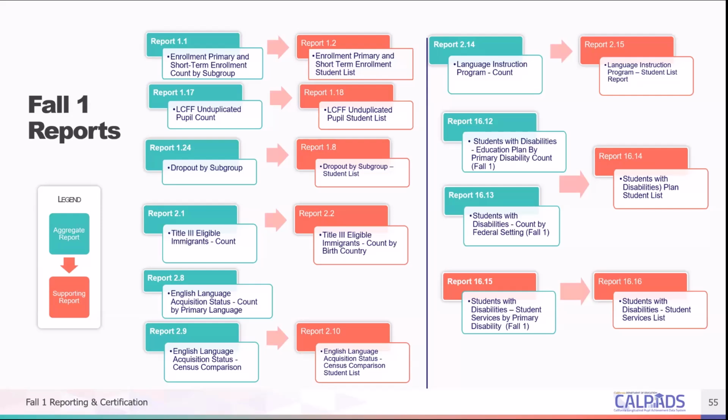Likewise, on the other side of the line down the center of the screen, towards the bottom right, you see report 16.12 and 16.13. These are students with disabilities reports, and they provide counts of federal setting and primary disability. But both of these reports drill down to 16.4, students with disability plan student list. So the supporting reports are just as important as the certification reports because they allow you to see the actual data. They allow you to reconcile the counts and understand with better clarity how the counts were derived.